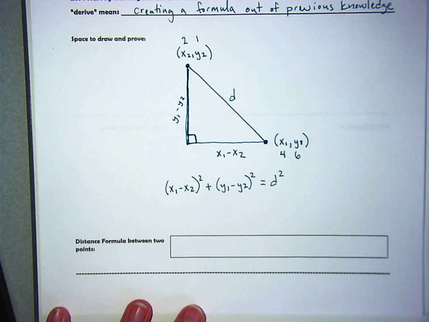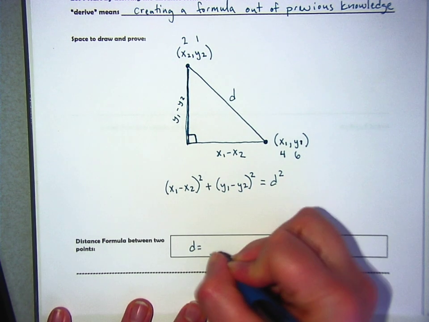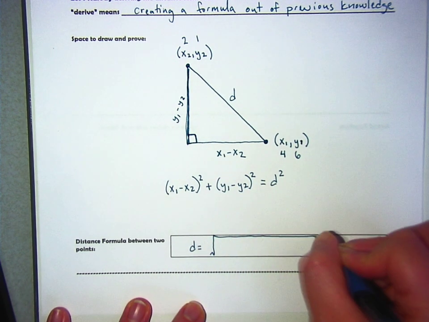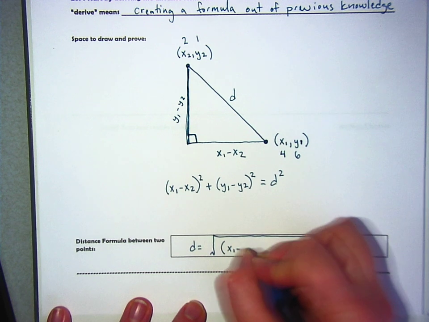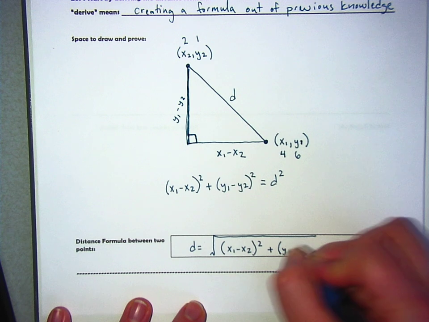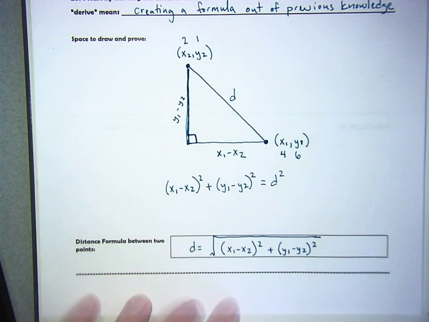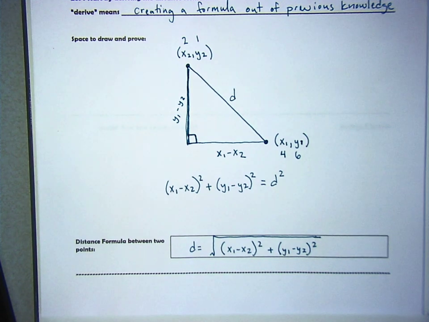And then how do I get d by itself? Square root both sides. So my final answer is d equals the square root of parentheses x1 minus x2 squared plus parentheses y1 minus y2 squared. Do I need a plus or minus in front of that square root? No, it's a distance, so it's not going to be a negative distance.